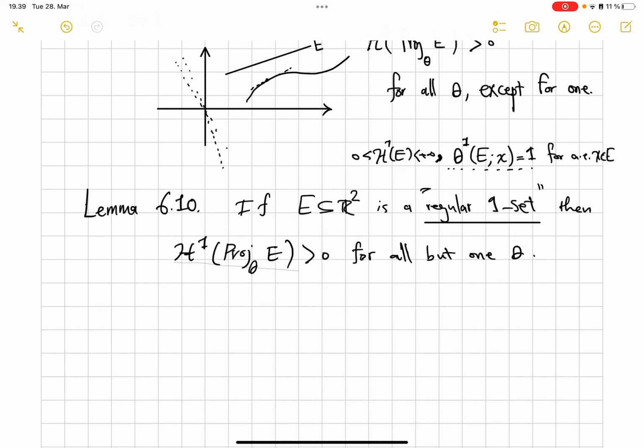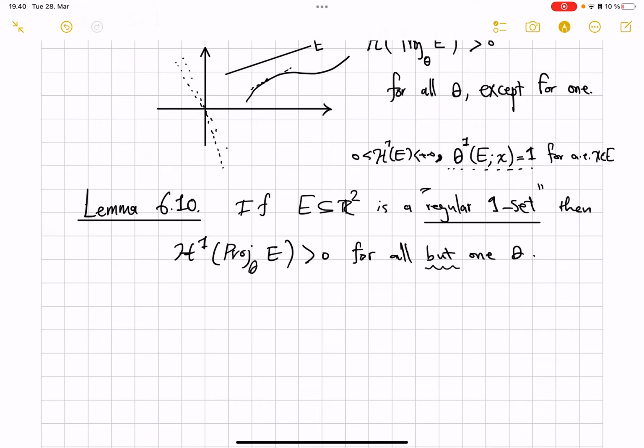This notion of regular one set probably is not as commonly used in modern geometric measure theory textbooks, because it is actually equivalent to being one rectifiable, if you're familiar with that. If not, it will come up again in follow-up videos. So the version more familiar to some people is that if E is one rectifiable, then the projections are positive.